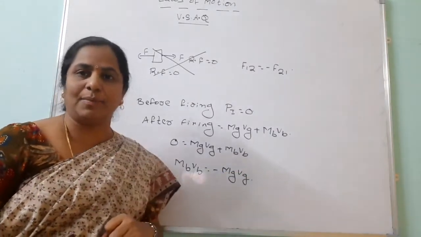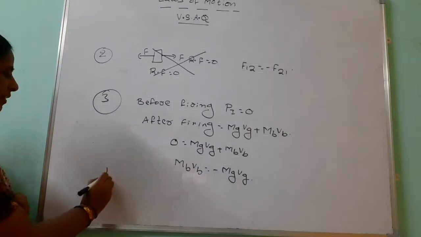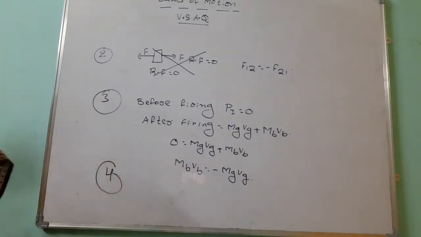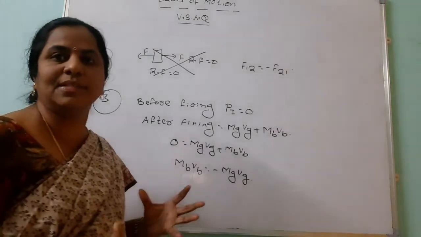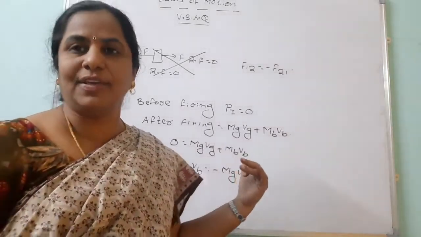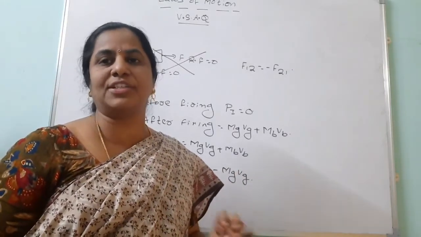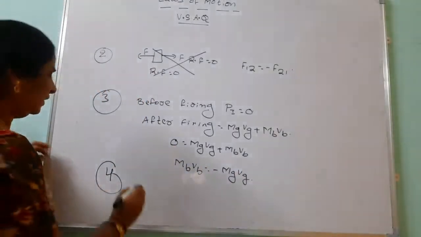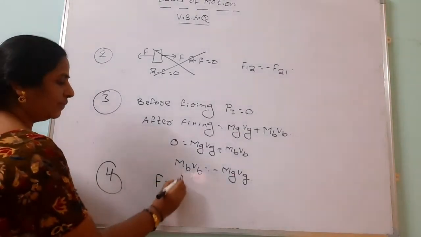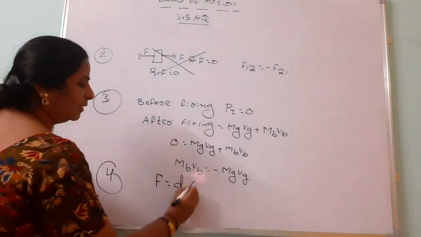Then our fourth very short answer question is: why does a heavy rifle not recoil as strongly as a light rifle? A heavy rifle means the mass is more. Here also we can say that from the law of conservation of momentum, if there is no external force acting on the body, look here, F equals the rate of change of momentum.